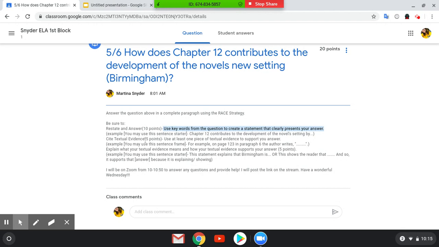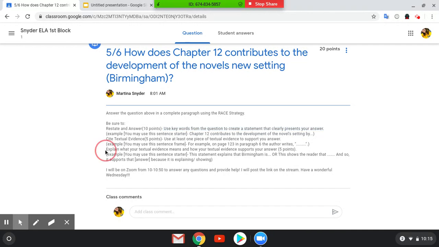Then for textual evidence, that's going to be 5 points. You have to use at least one piece of textual evidence to support your answer. Remember, when you're including that textual evidence, you need to tell me where you found it. So my example was, on page 123 in paragraph 6, the author writes. There I told you exactly where to find the quote I'm about to talk about. That way, you, my reader, are clear that whatever I'm about to say are not my words, but the author's words. So we're making sure to give the author credit for what they wrote.